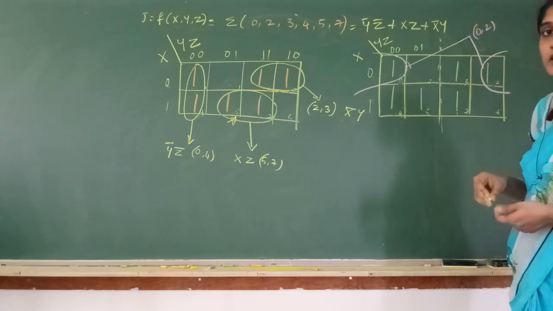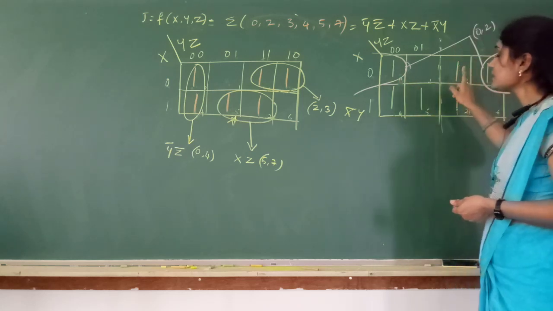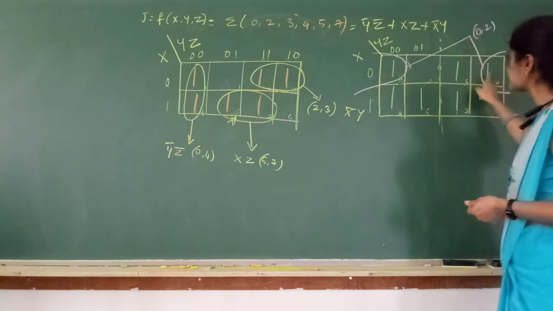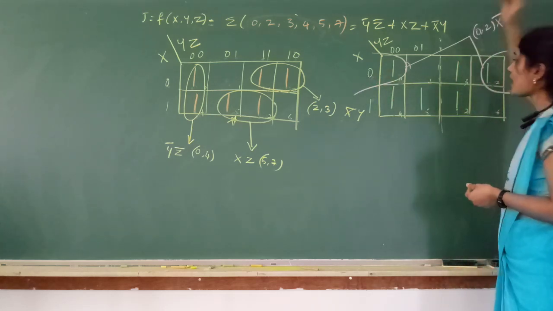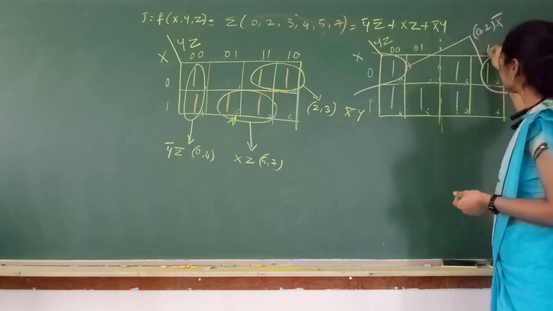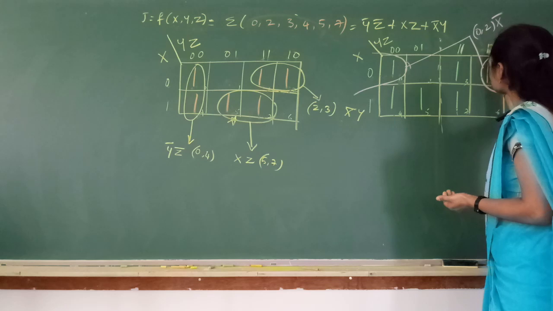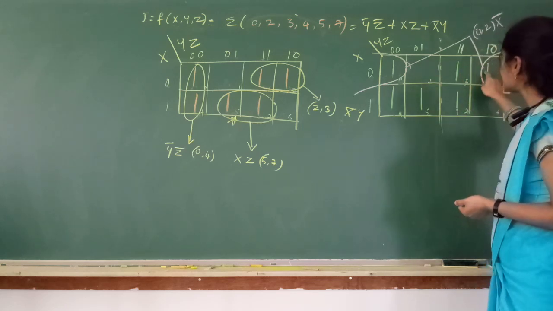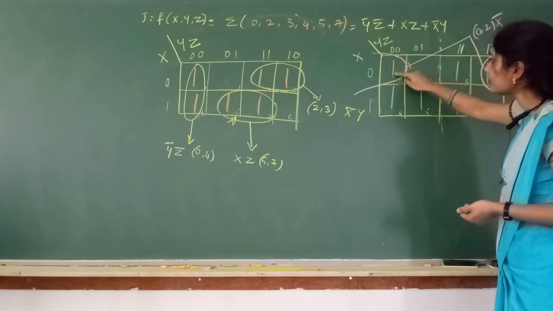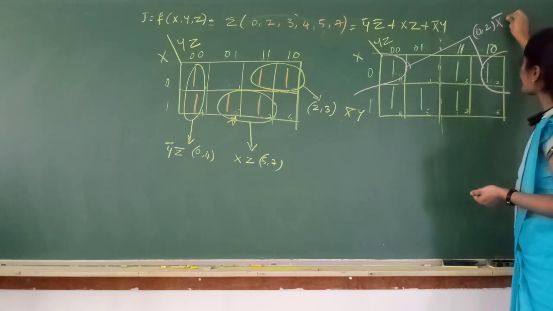If I group 0 and 2, what is the equation I get? Check the value of x for the 0th cell and for the second cell, that is mean term 2. X is 0 for this cell, x is 0 for this cell. So I get x bar. And what is y for this cell? 0. What is y for this cell? This is 1, 1, this is 1, 0. So y for this cell is 1, y for this cell is 0. So 0 will cancel with 1. And z for this cell is 0, z for this cell is 0. So I get x bar into z bar.